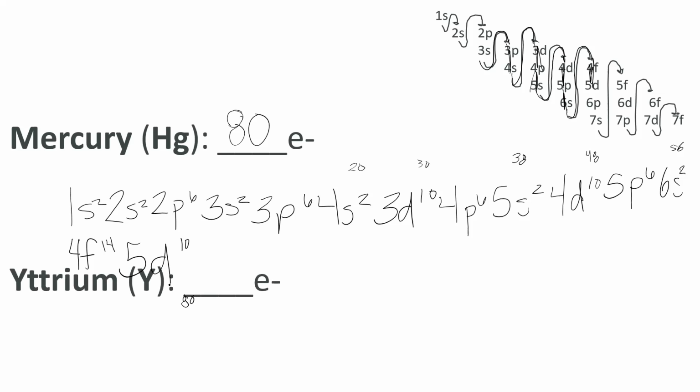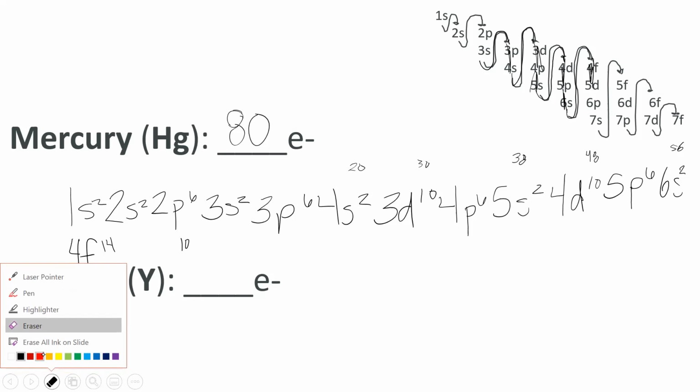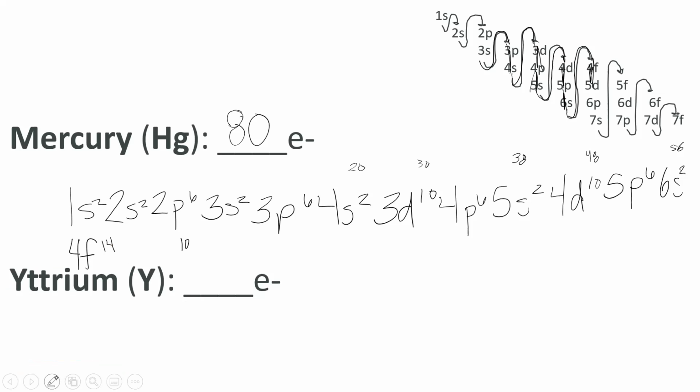Let's do another. Why not? You're on a roll. Let's do yttrium, which is Y. I'm just going to erase a little bit of this. I'll move it up for you. Whoops. Okay, yttrium Y is number 39. This should be a breeze compared to mercury. So try it. Pause the video.